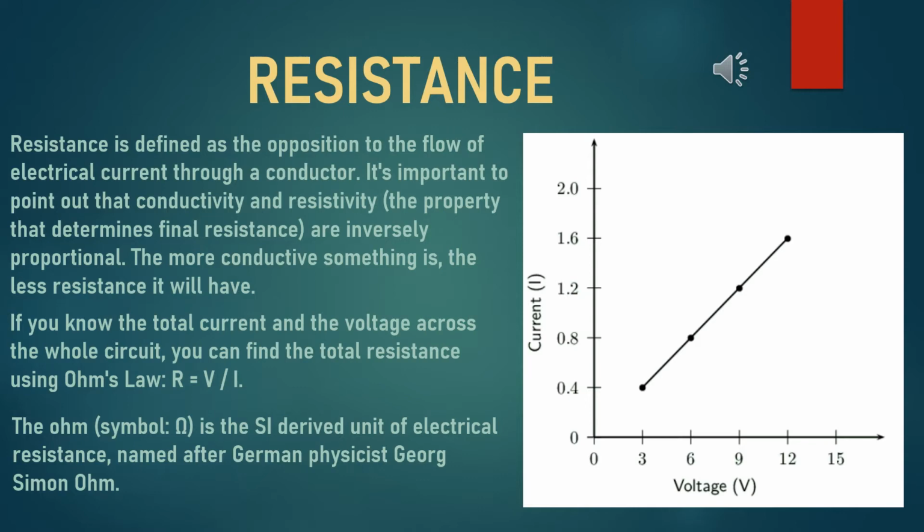That means I is equal to V by R. If you know the total current and the voltage across the whole circuit, you can find out the total resistance using Ohm's law, that is R is equal to V by I. So from I is equal to V by R, we can write that R is equal to V by I. The ohm symbol is the SI derived unit of electrical resistance, named after German physicist George Simon Ohm. The graph between V and I is a straight line passing through the origin.